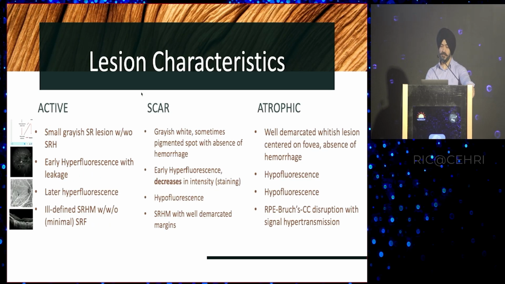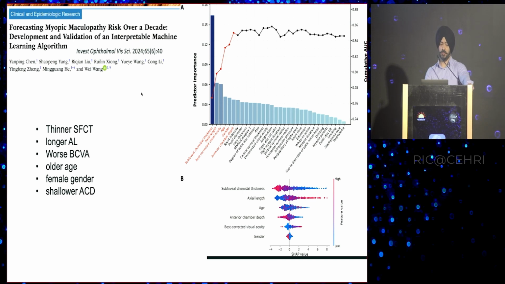So lesion characteristics: active, scar, and atrophic. A small grayish subretinal lesion without subretinal hemorrhage, and early hyperfluorescence which becomes staining in the scar stage and later on causes atrophy. So there are papers now on AI-associated understanding of the disease, and all these factors mentioned here indicate that we may be able to predict myopic maculopathy and forecast the development of myopic CNVM in certain cases.